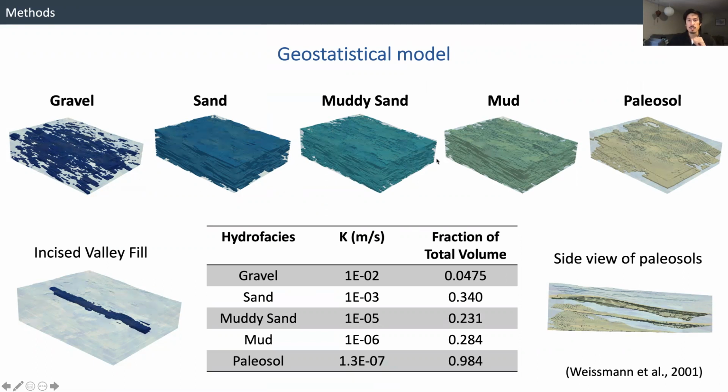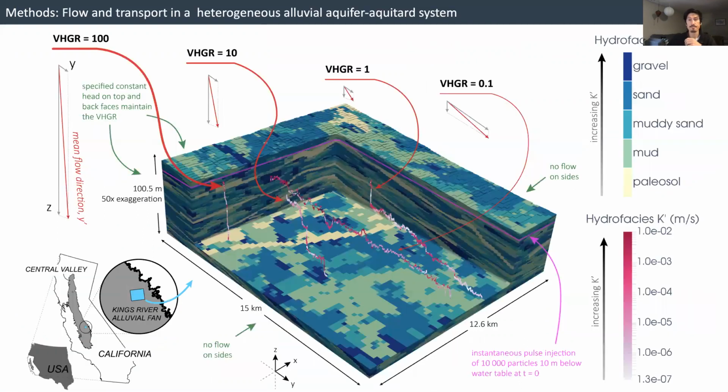There were 4 sequences created during Pleistocene glacial cycles, each of them separated by laterally extensive paleosols, which formed during the interglacial periods of pedogenesis. These are very low conductivity and act as aquitards, but they also have windows between them that facilitate transport. I've also highlighted the main section of this incised valley fill, a paleo channel of gravel and sands, and a side view of the laterally extensive and thin paleosols. So here's the main figure of the model.